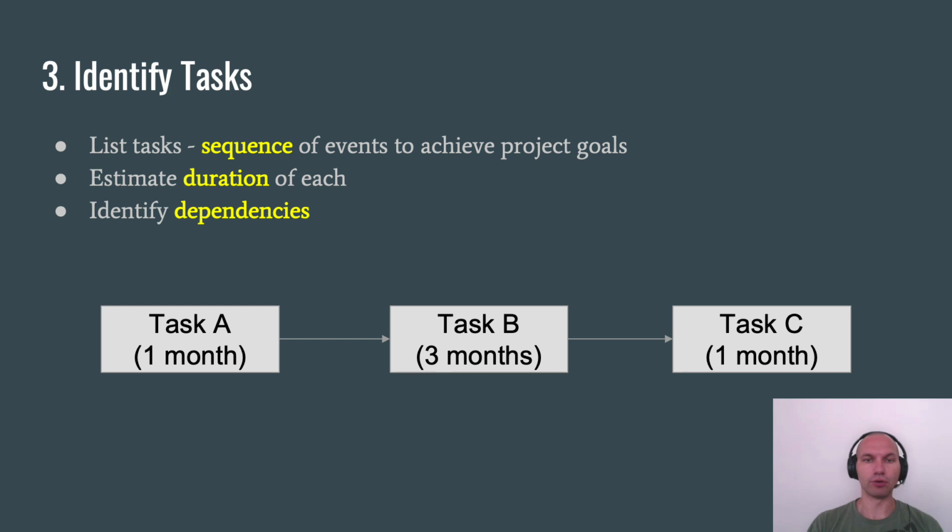And let's say we broke down our project into 3 tasks. We know that the beginning is going to be somewhere here. So we would start, then we'll complete task A, then task B, and then task C, and then the end of the project will come and we'll deliver a final product.